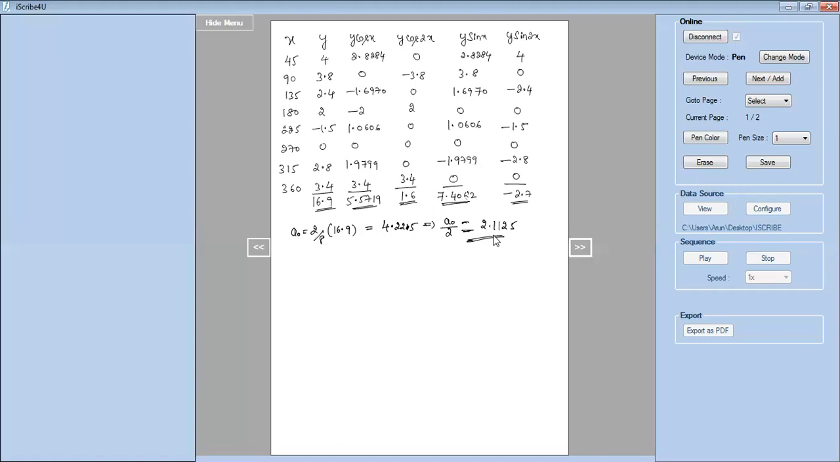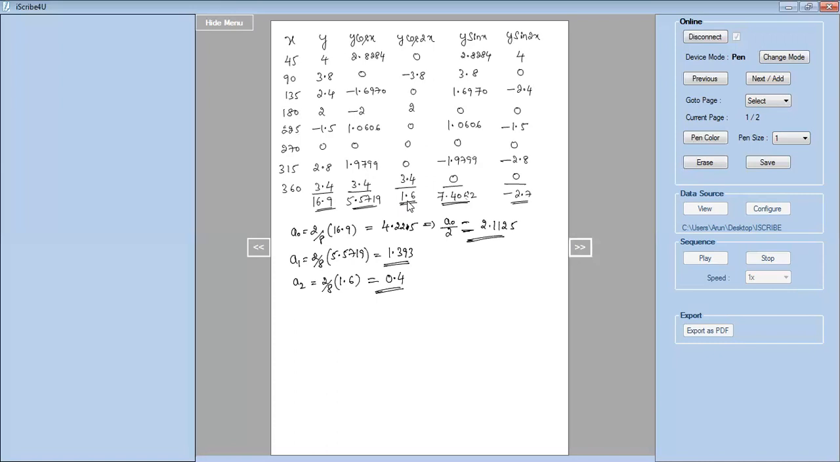Now A1, the formula for A1 is 2 by n, n is 8, into summation y cos x. And what is y cos x? It is 5.5719, substitute here. If I simplify this, we get the value of A1. So it comes around 1.393. So this is A1. Now A2 is again 2 by 8, summation y cos 2x, and y cos 2x is 1.6. If I simplify this, you get 0.4.